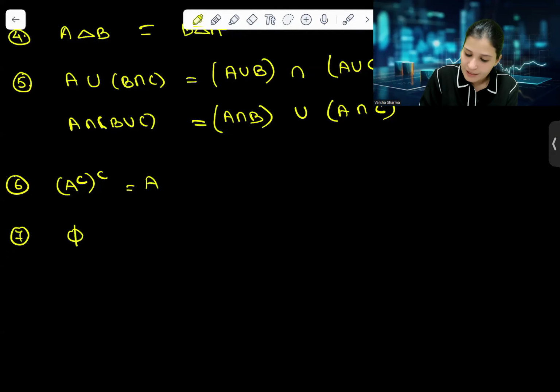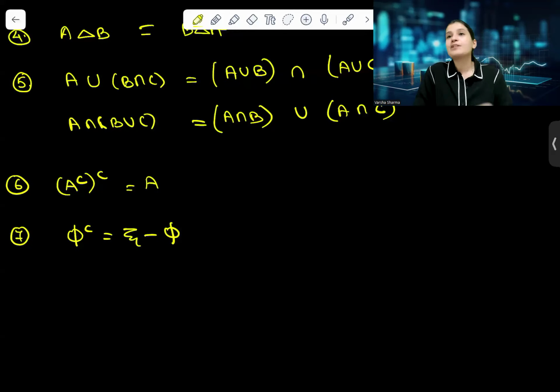What will be the complement of null set? The complement is what? You subtract from the universal set, the null set. That means what are you subtracting? What are you removing? Nothing. So the entire set remains. Agree? Whenever in doubt, take an example. Always.